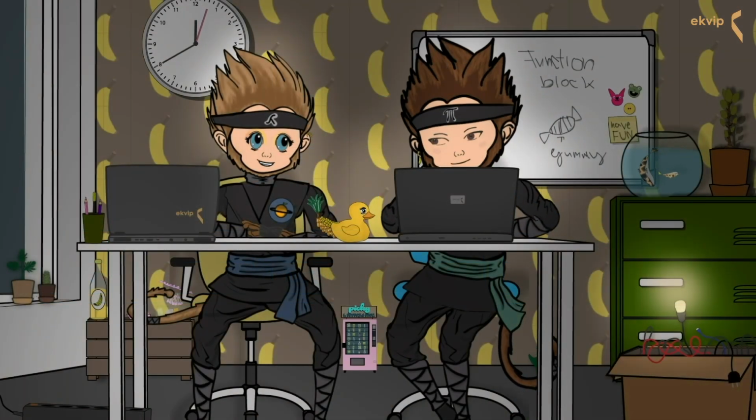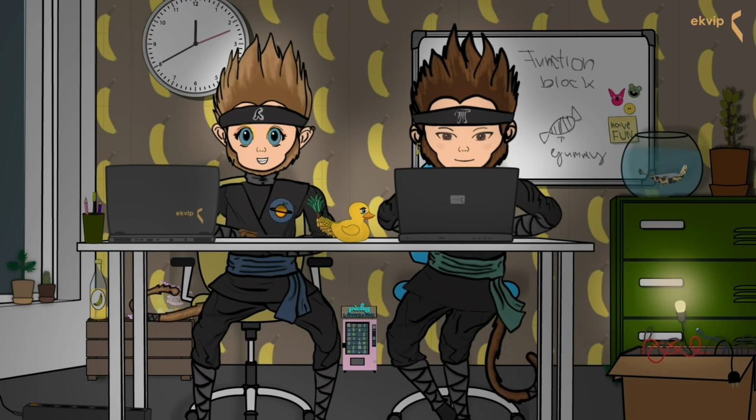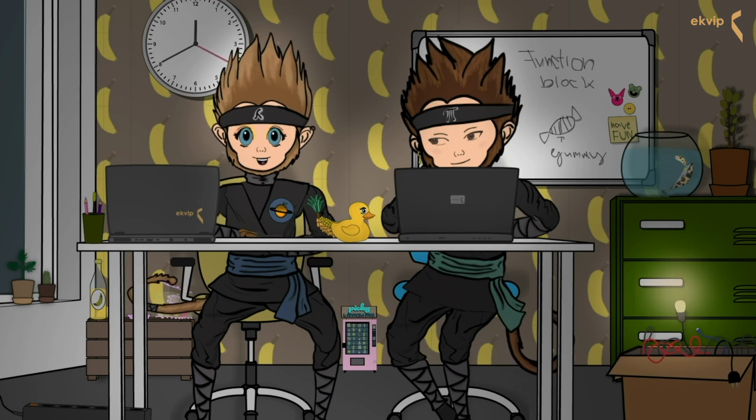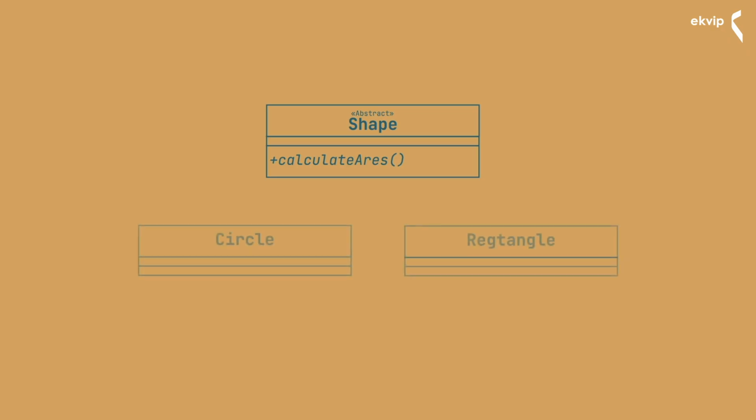Now, abstraction takes inheritance to the next level. An abstract class is meant to be a blueprint that other classes follow. You can't create an object directly from an abstract class, it's too vague. But you use it to define methods that must be implemented in the subclasses. Imagine a shape class. You don't know what specific shape it is, but every shape has a calculate area method, right? You'd make shape an abstract class, with an abstract method calculate area. Then, classes like circle and rectangle would inherit from shape and implement calculate area in their own way.